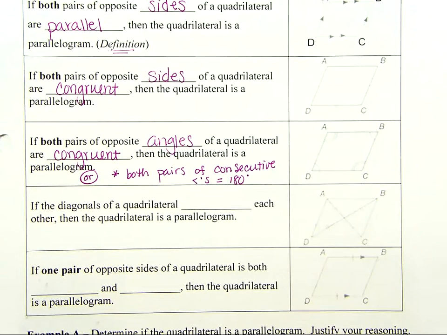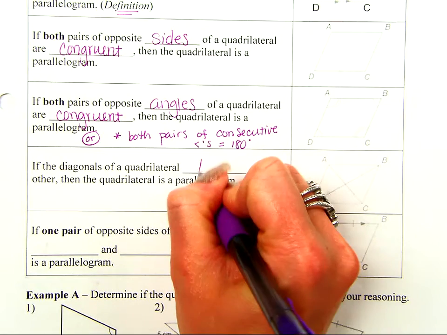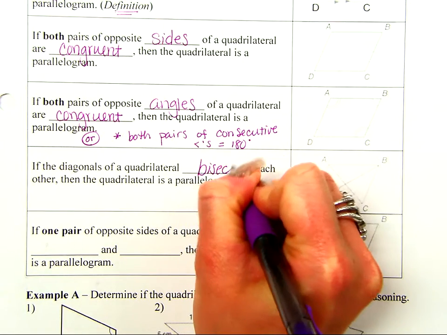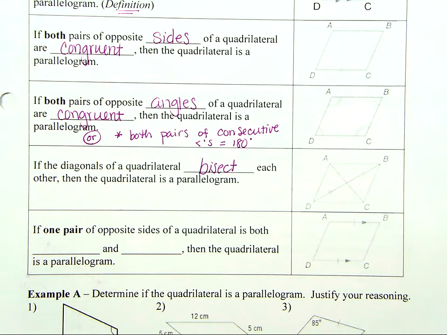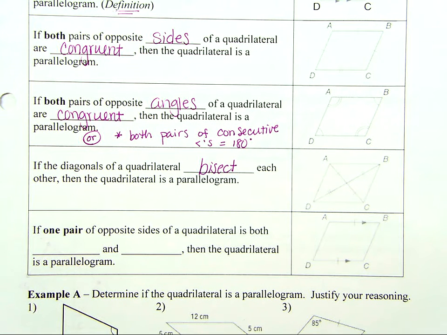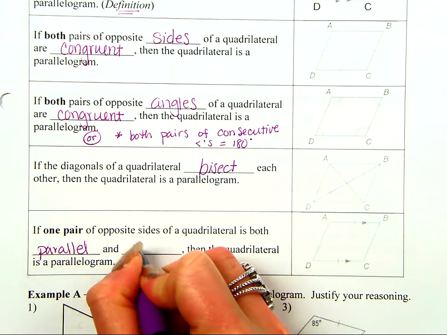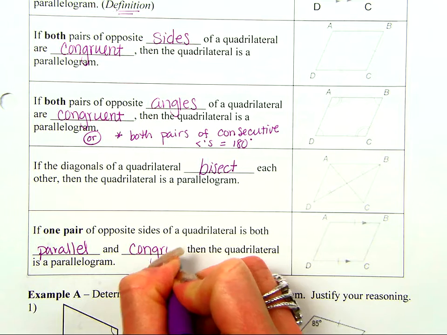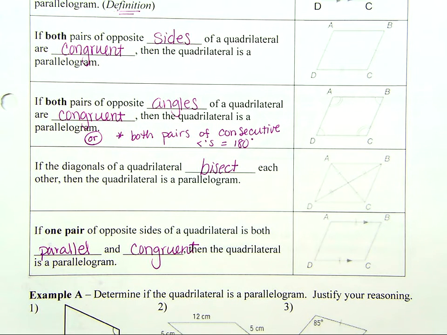Taking a look at box 4, if the diagonals of your quadrilateral bisect each other, it is enough to say you have a parallelogram. And finally, in box 5, if you have one pair of opposite sides of your quadrilateral that is both parallel and congruent, the quadrilateral is a parallelogram.